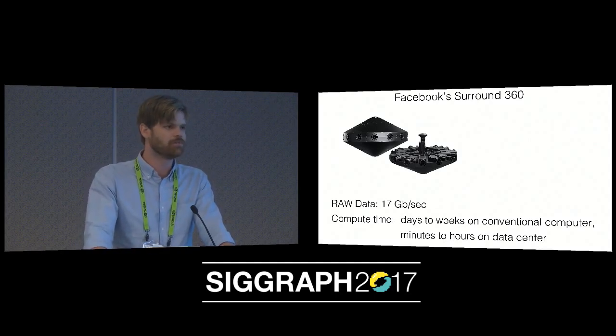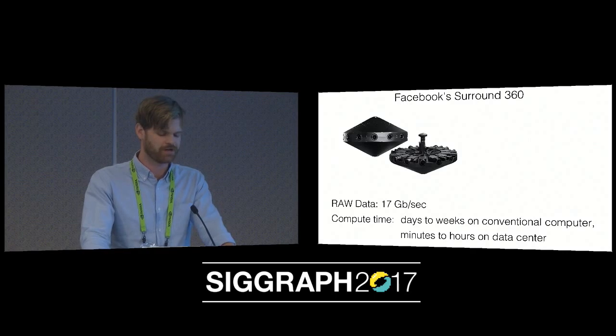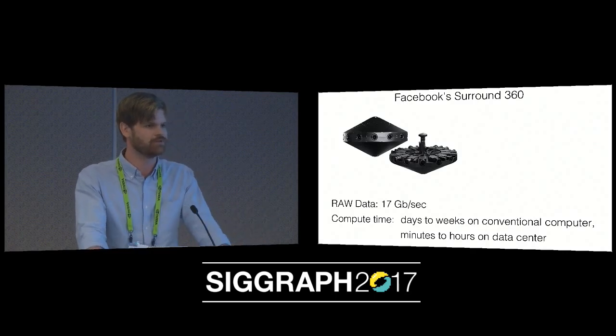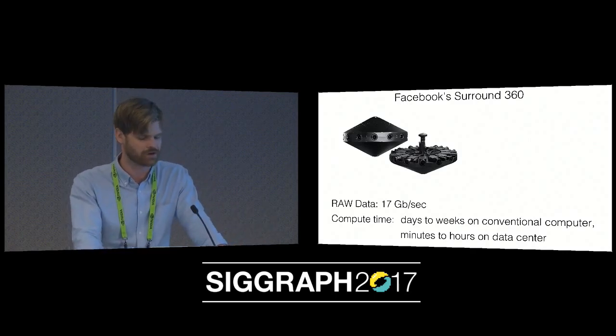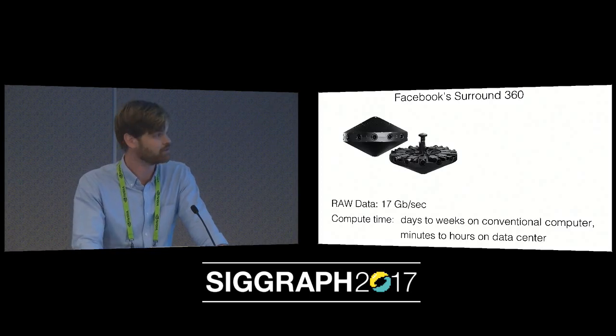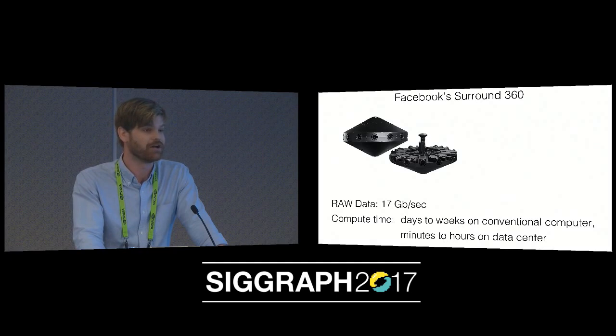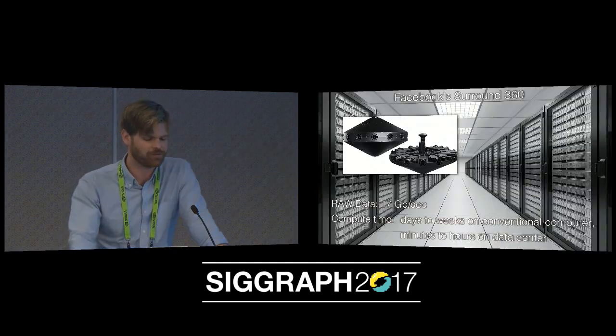So the Google Jump paper ensures this, but the compute time for these more complicated optical flow algorithms that try to get all these small details correct can be very expensive, from days to weeks even on a conventional computer, or minutes to hours, even when running on a huge data center. So the problem here is that you need a large data center maybe to be able to capture data and then stream it in real time.